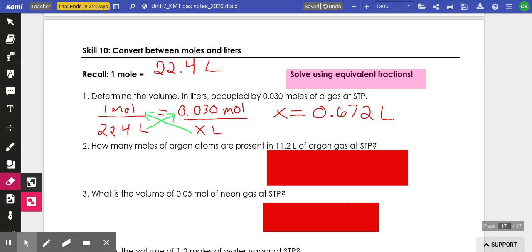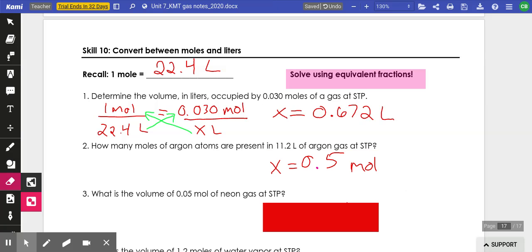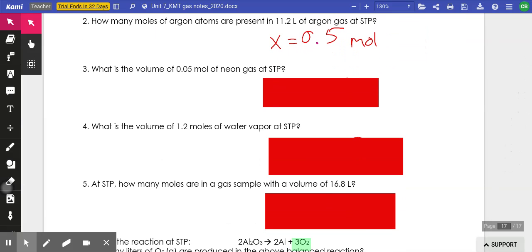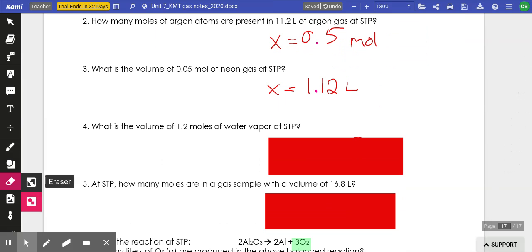Okay. When you solve that, did you get this as your final answer, 0.5 moles? If not, go back, double check your setup, and make sure that you have the left side of the fraction looking exactly as I have it set up here, and then your right side of the fraction should have x on the top and the 11.2 liters on the bottom. And then when you cross multiply, you should get 0.5 moles. Okay, give number 3 a try. Okay, did you get this as your final answer? I hope so. If not, go back and double check what it is you did wrong.